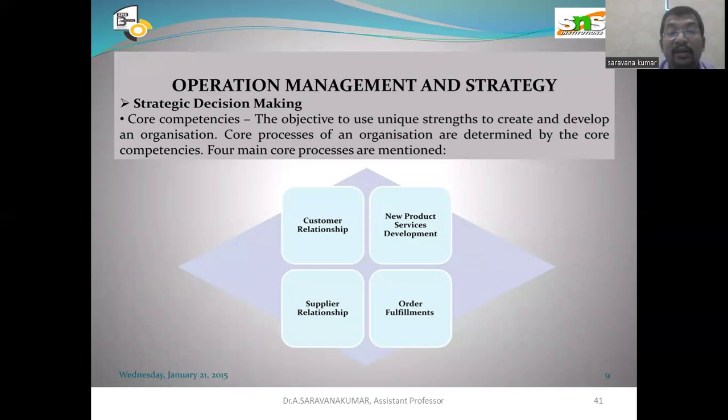Operation management and strategy also has strategic decision making. Decision making is very important in business and in management also. So core competency: the objective is to use unique strengths to create and develop an organization. Core processes of an organization are determined by the competencies. Four main core processes are customer relationship, new product service development, supply relationship, and order fulfillment. These are the first phases. They are very important in strategic decision making.